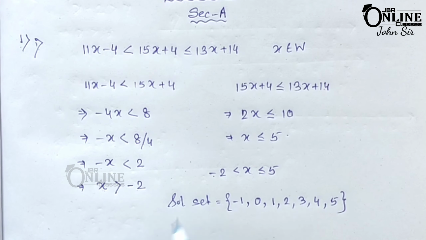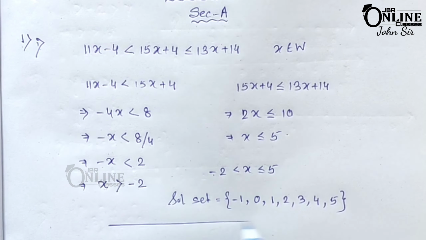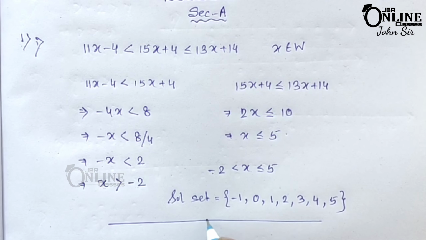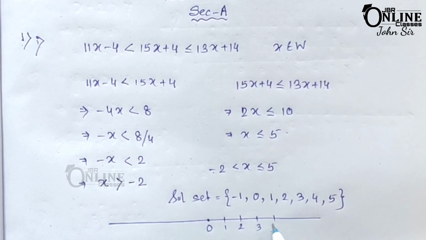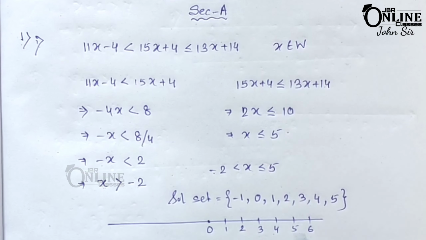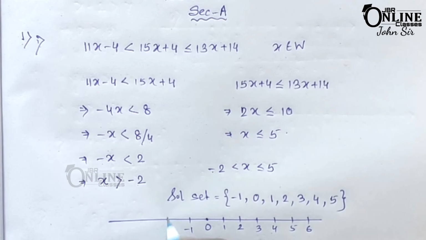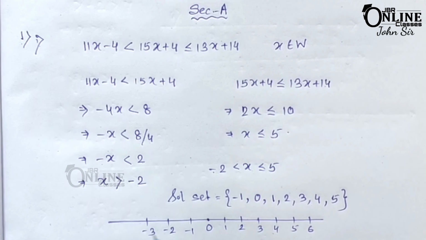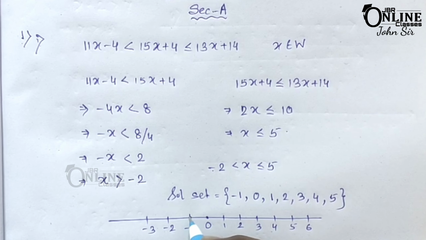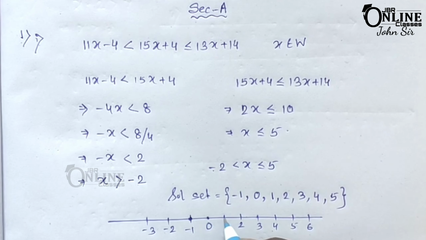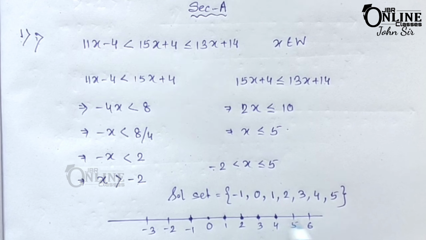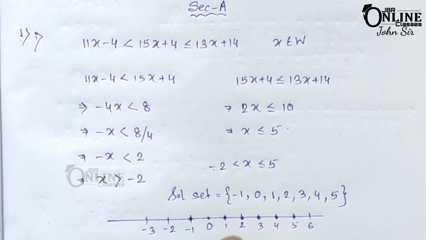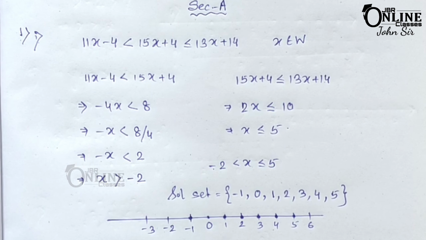Now if you want to put it on the number line, then just draw a line. Suppose this one 0, 1, 2, 3, 4, 5 up to 6. The left one minus 1, minus 2, minus 3. So now just mark minus 1, 0, 1, 2, 3, 4, 5. So that is the final answer.